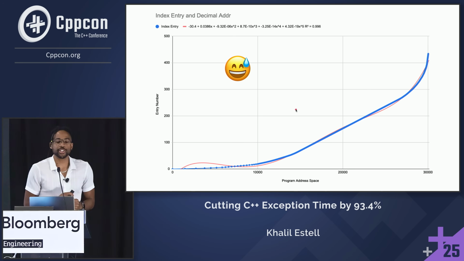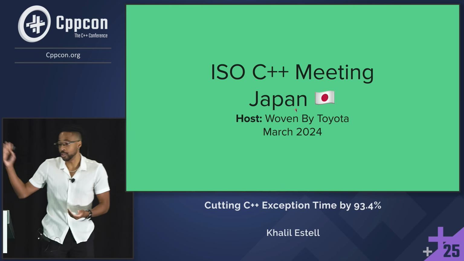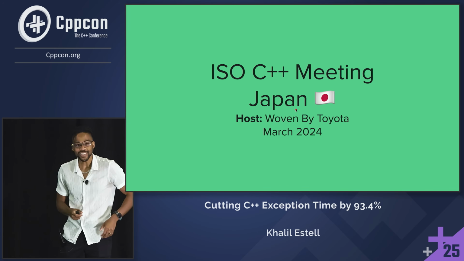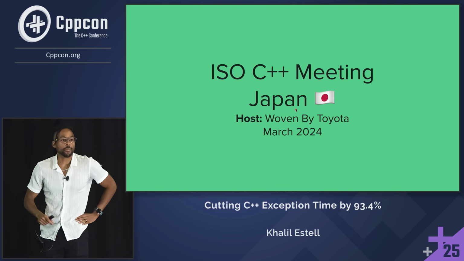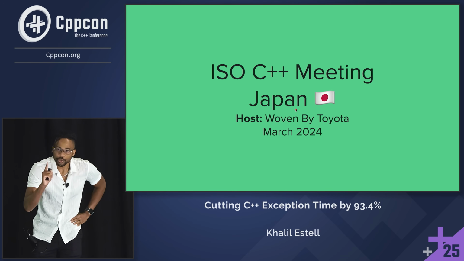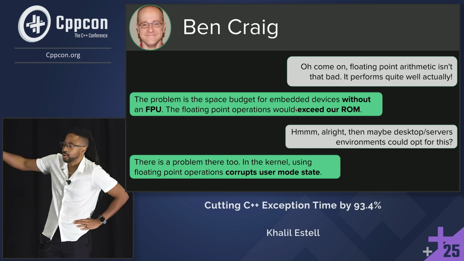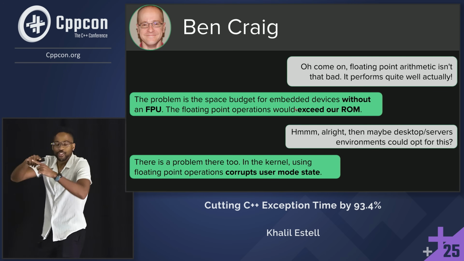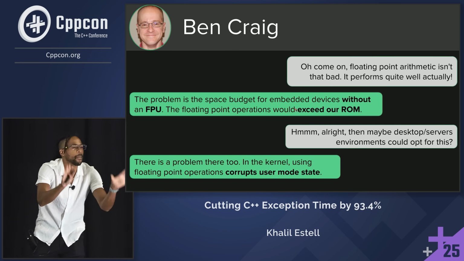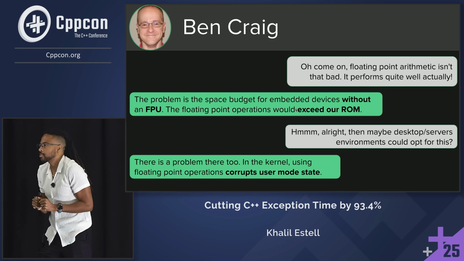So then I took this and went to my first ISO committee meeting in Japan, hosted by Woven by Toyota. Yes, I spoke to a lot of amazing people and learned a ton there. But there was one person in particular who gave me a new requirement for Nearpoint, and that is Ben Craig. So I told him, we can just make the graph, use floating point numbers, it'll be great. They're not that bad in terms of performance.